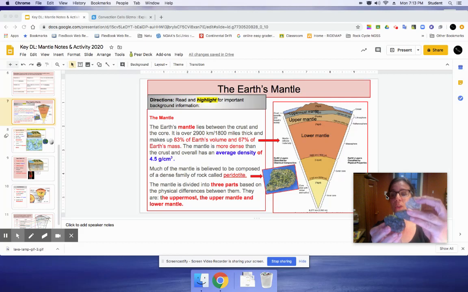So remember, the Earth is layered because of density differences between the layers. And those density differences are really dependent upon the composition of the layers.